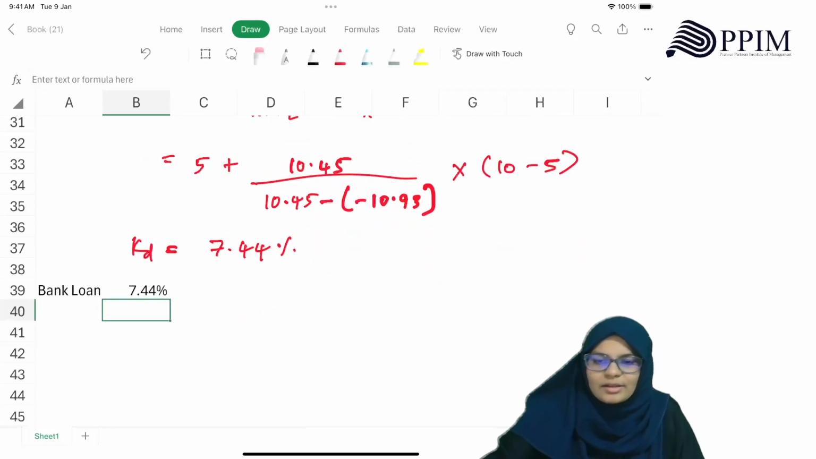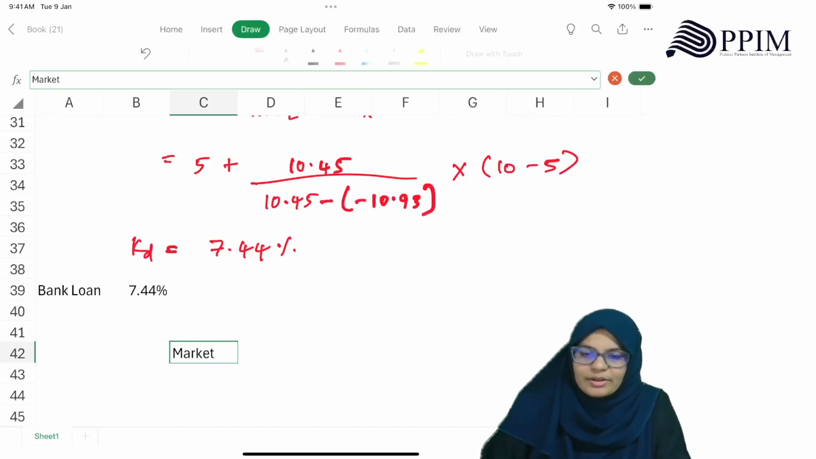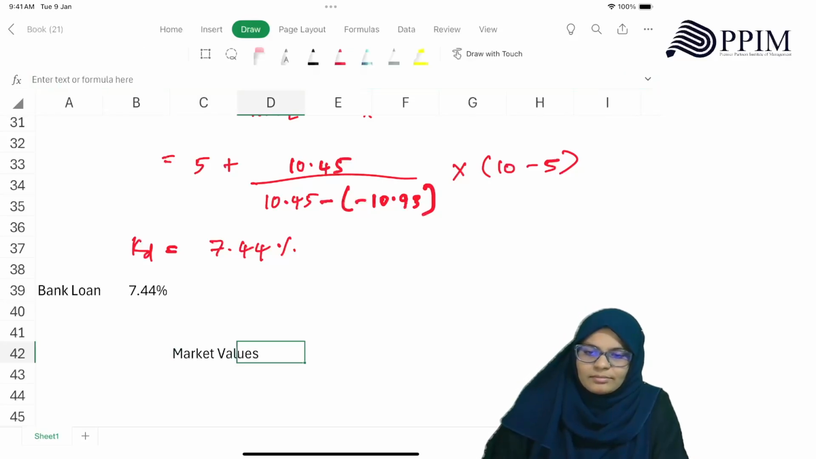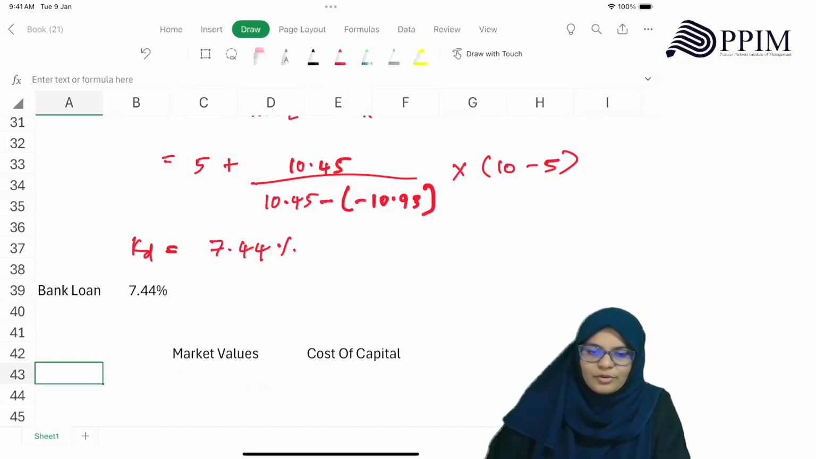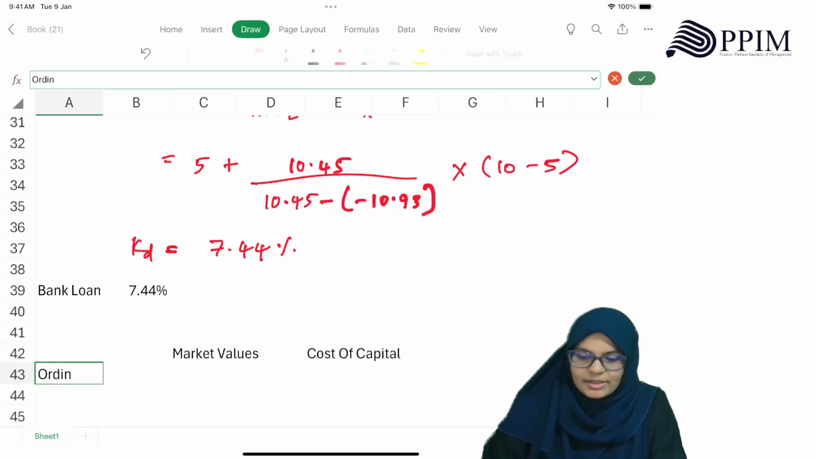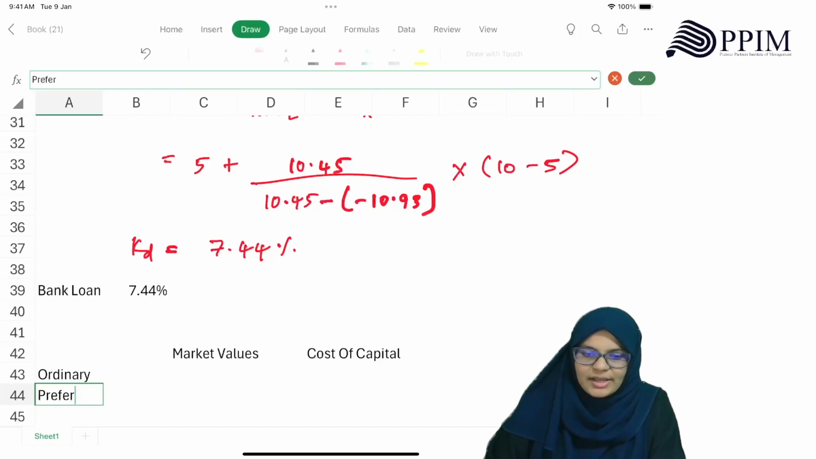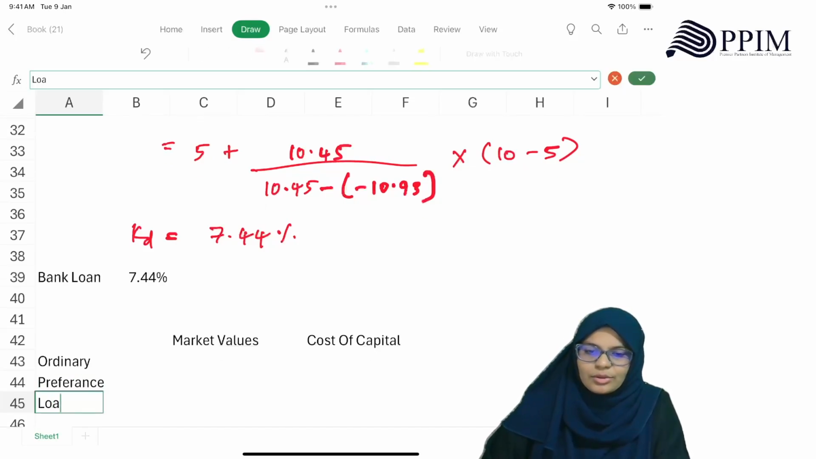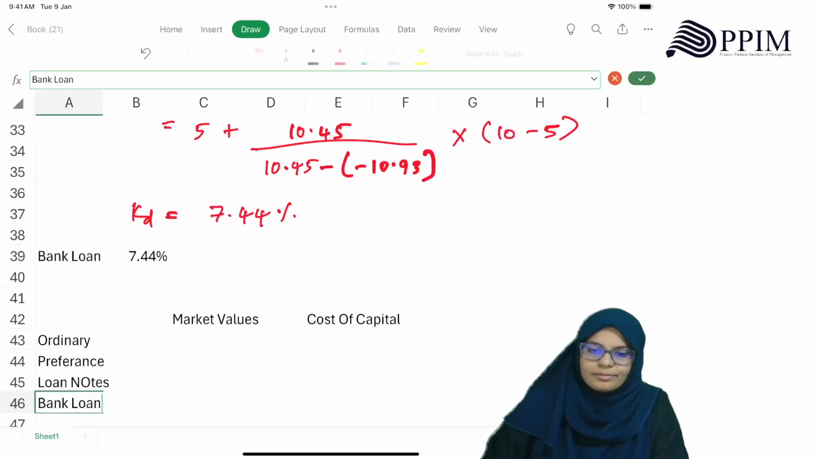Right? So that's it. Now it's just a matter of getting the weighted average cost of capital. So what do you need? You need the market values, which we already have. Okay, then you need the cost of capital for all our instruments. So ordinary shares, preference shares, loan notes, and the bank loan. Okay.